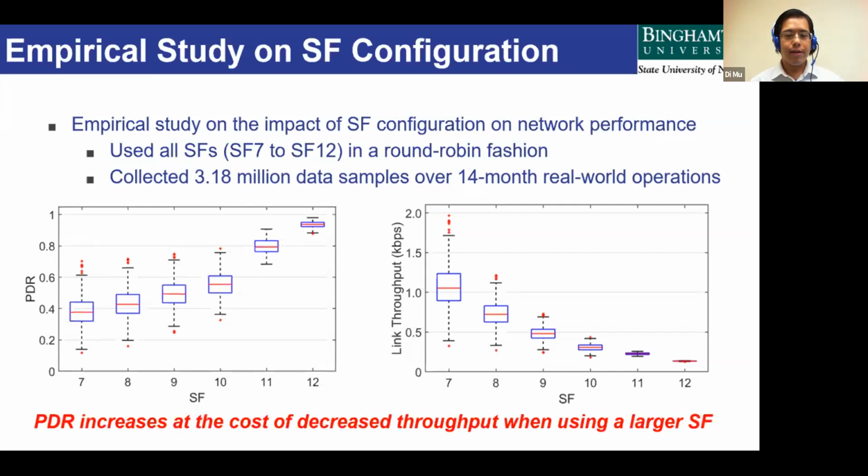The result clearly shows that the PDR increases and throughput decreases when the LoRa transmitter uses a larger SF value. More importantly, the link reliability increases more significantly when the LoRa transmitter uses larger SFs, while the link throughput decreases dramatically at smaller SFs. These observations motivate our design on the SF selections.